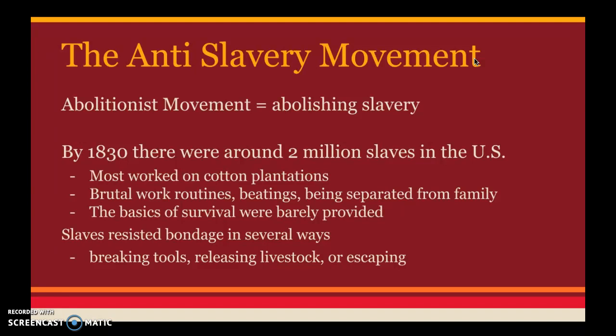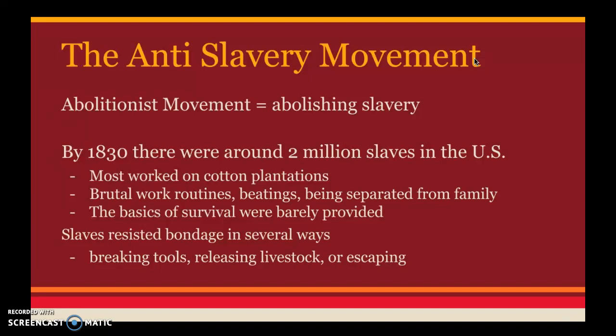in the North. In the South, most enslaved people did endure brutal work routines. Beatings and being separated from their family were very commonplace occurrences. Pretty much whenever slaves had children, they expected that one day they would be separated from those children. In many cases, the basics of survival were barely provided to those that were enslaved.